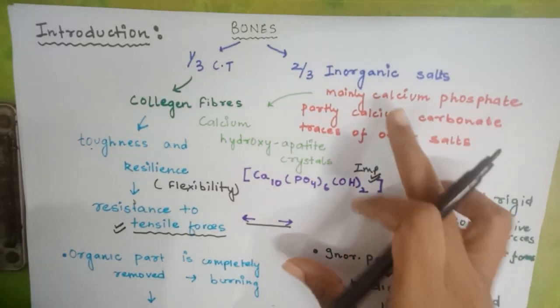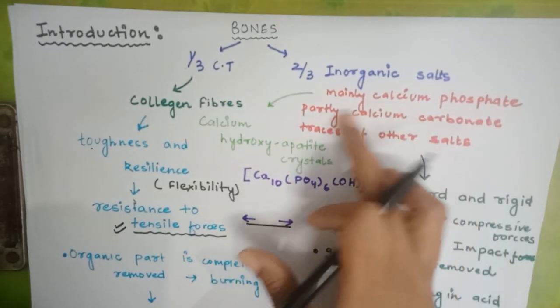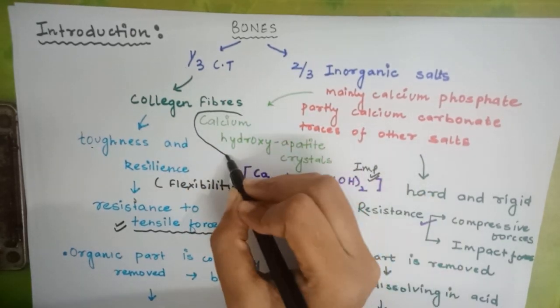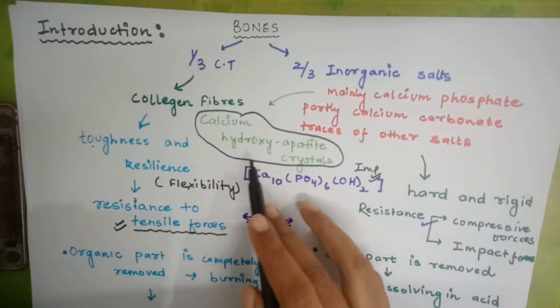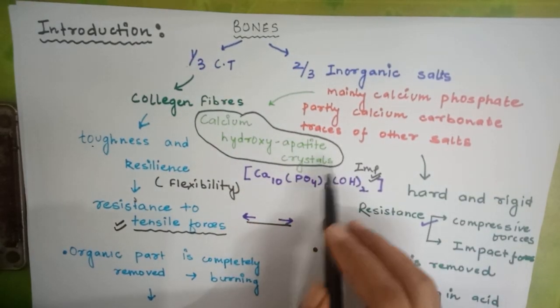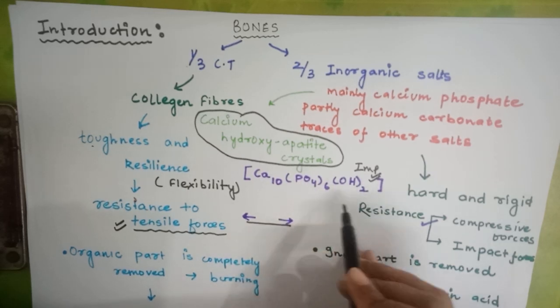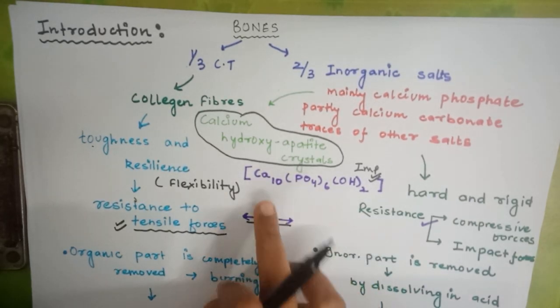So in which form is this calcium phosphate found? It is found in the form of calcium hydroxyapatite crystals. Understood? Now these calcium hydroxyapatite crystals have the formula Ca10(PO4)6(OH)2. This formula is very important. It is generally asked in the examination or in your viva also. So from the BDS point of view, from the dental point of view, this formula is very important.